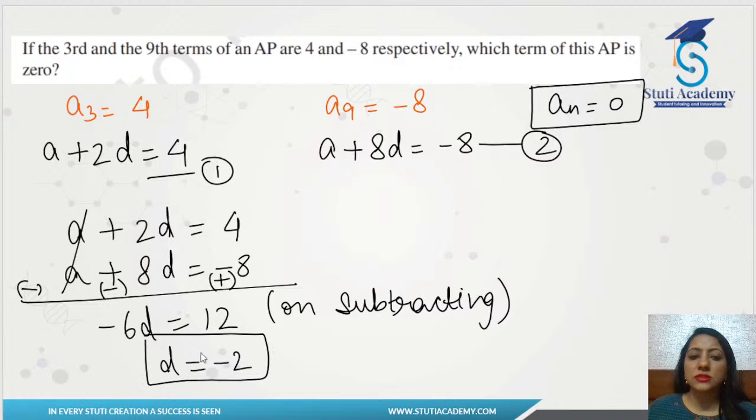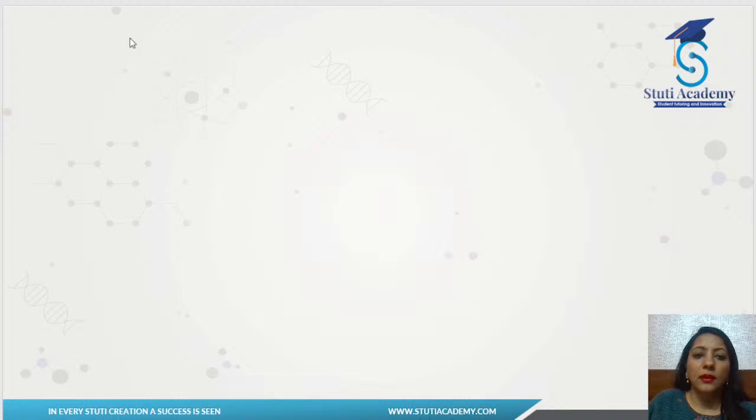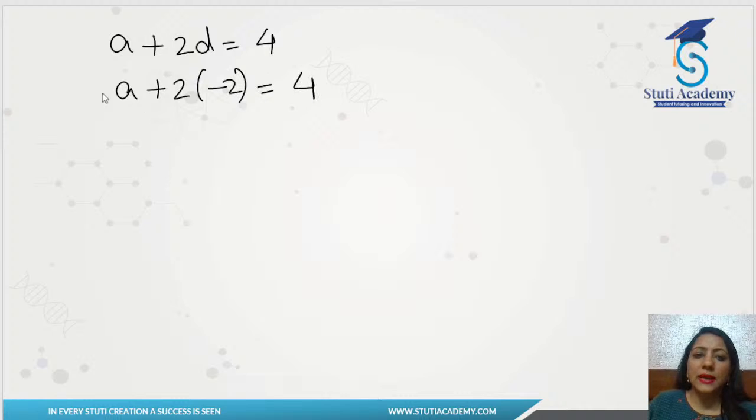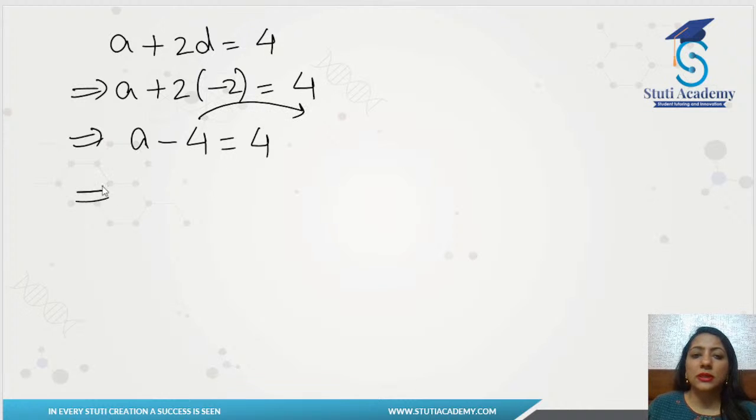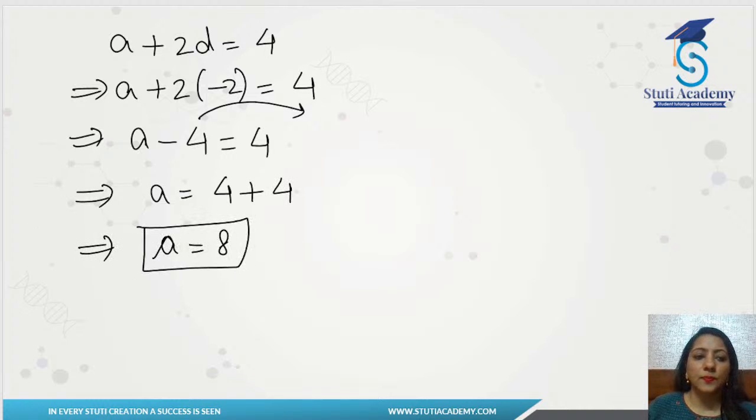Now this D is minus 2. We'll put it in the first equation in order to solve for A. So A plus 2D is equal to 4. That's the first equation we have. We are going to replace D by minus 2. So we will get A minus 4 is equal to 4. This minus 4 we will take to the other side and we will get A as 4 plus 4. So we have A as 8.